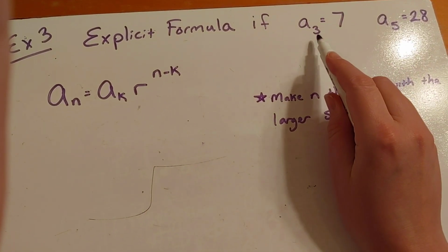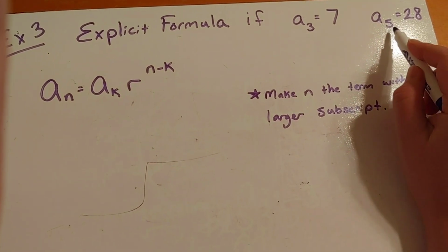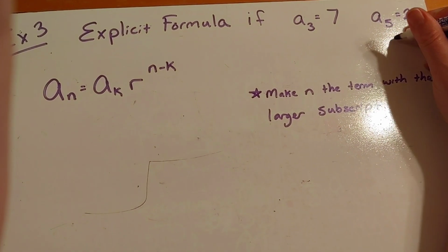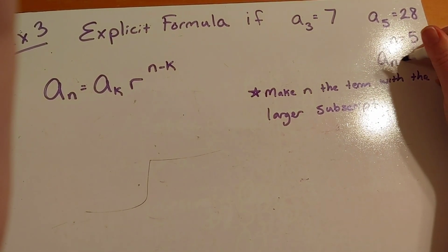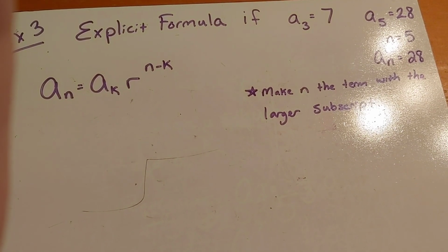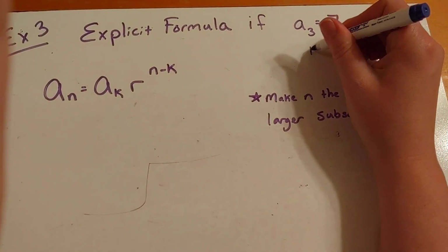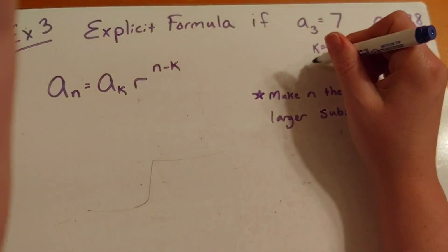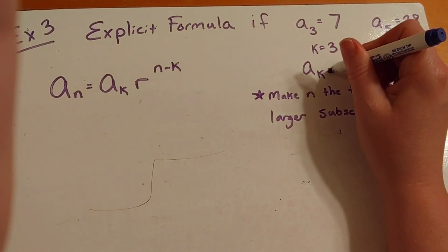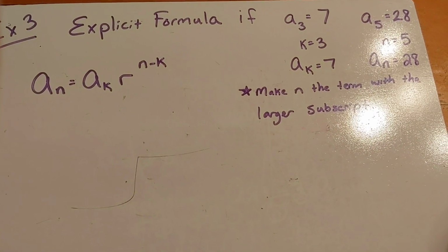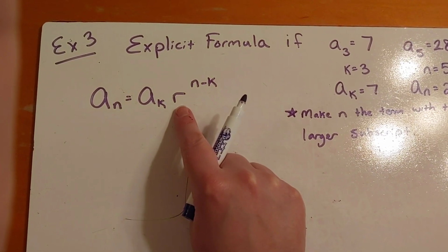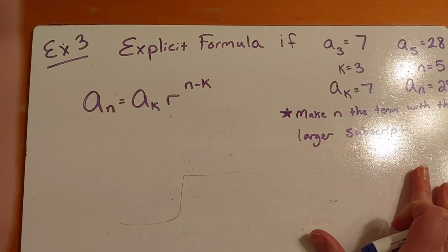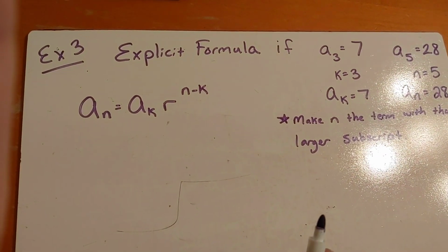So let's see, my larger subscript, 3 versus 5, here's my larger subscript, the 5. So I'm going to go ahead and make my n 5, which means my a sub n is 28. So if that's my n, then this is my k, 3, which means my a sub k equals 7. All right, let's go ahead and use our formula, and we really need to find r before I can even come up with a formula.